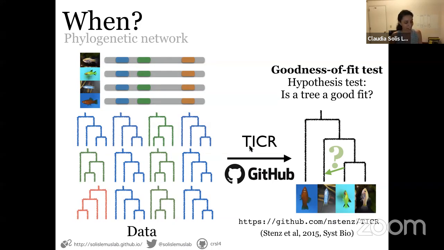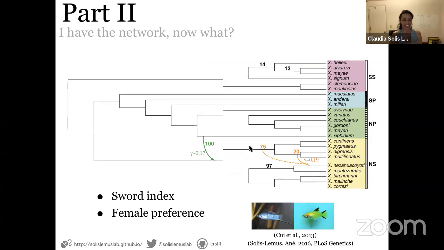Okay, so very fast so that I have some time for questions. I have the network now. What do we usually do when we have a tree? Well, we want to study trait evolution, right? In this case, we had two traits for the fish: sword index, which relates to the length of the sword, and female preference, which came from experiments on whether the female preferred males with longer or shorter swords. We just want to know how this trait evolved along the branches of the network.